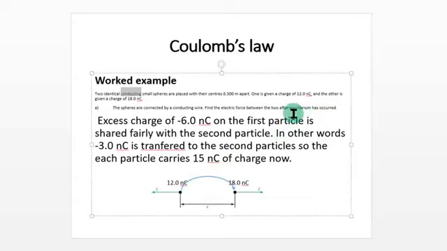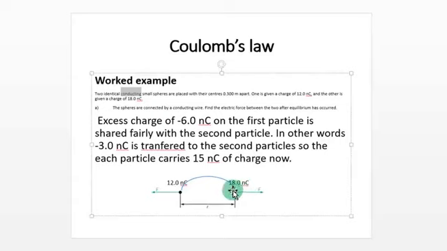Yes, it is giving us a clue already that equilibrium will occur. Now, why do we have 12.0 nanocoulomb and we have 18 here? The two spheres are similar. They are similar. That means initially they had equal number of protons and electrons. This one has 12 nanocoulomb because it has more electrons than this one.